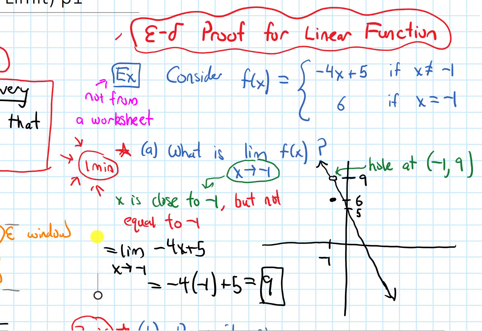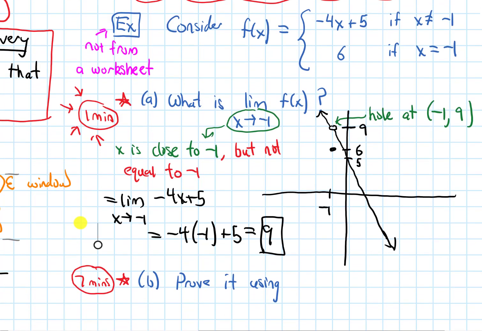All right, part B now says, well, prove this using epsilon delta. So do an epsilon delta proof. So I want to give you 7 minutes to try this one on your own first. 4, 3, 2, 1, pause it. Pause it for 7 minutes to try this. This is going to be really good practice doing one of these epsilon delta proofs, which is especially important because this is one of the more conceptual sections in our class.